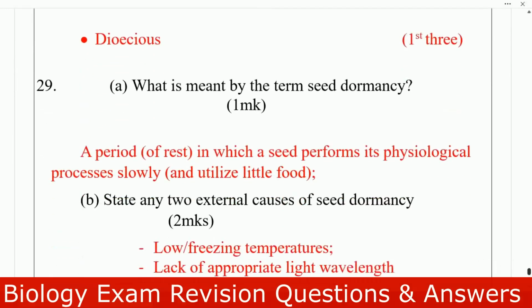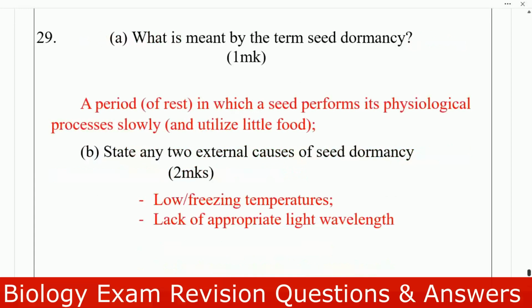Number 29. What is meant by the term seed dormancy? That one is a period of rest in which a seed performs its physiological processes slowly and utilizes little food. B. State any 2 external causes of seed dormancy. That one is low or freezing temperatures. Next, lack of appropriate light wavelength.